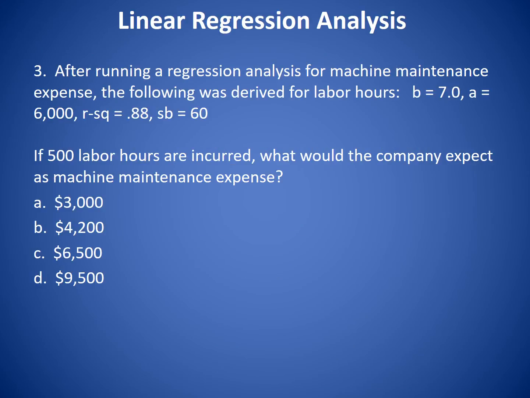Okay, number 3. After running a regression analysis for machine maintenance expense, the following was derived for labor hours. B equals 7, A equals 6,000, R squared equals 0.88, SB equals 60. If 500 machine hours are incurred, what would the company expect as machine maintenance expense? You're given a number of choices. Go ahead and do your computations. Don't forget to stop the video. When you're ready, restart your video.